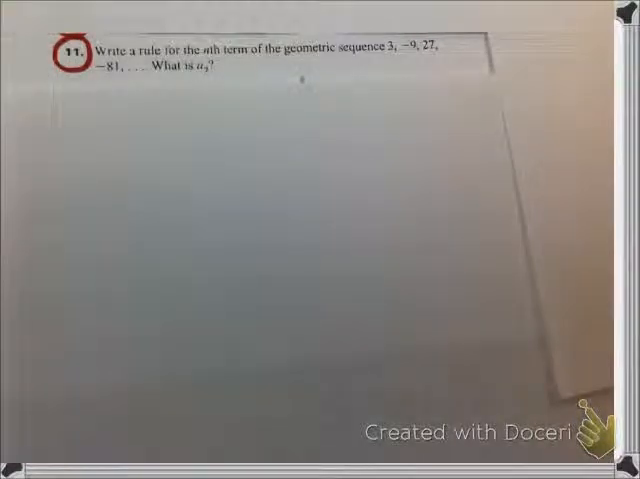For number 11, they say, can you please write the rule of the nth term of the geometric sequence 3, negative 9, 27, negative 81. What is the 7th term? First of all, we need to know which formula we're using, and that is a sub n equals a sub 1 times r raised to the power of n minus 1. That right there is the first formula.